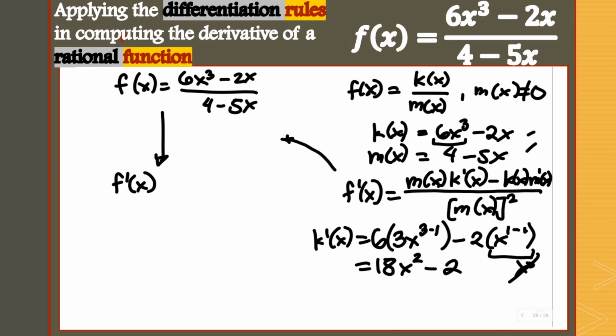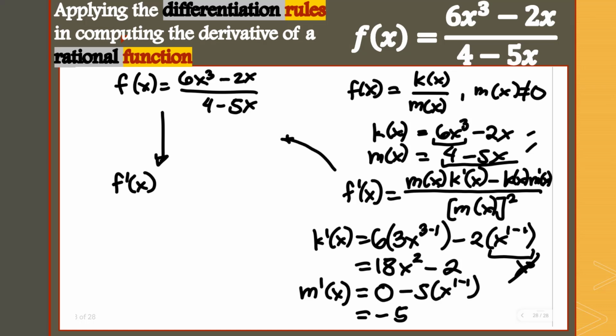Hopefully that's clear. And then as we go to m prime of x, similar thing, we have a binomial expression. So the first derivative of 4, which is a constant, is 0, minus 5 times x to the 1 minus 1, which will give us a result of negative 5, because this is x again to the power of 0, that's equal to 1, so it's just negative 5.